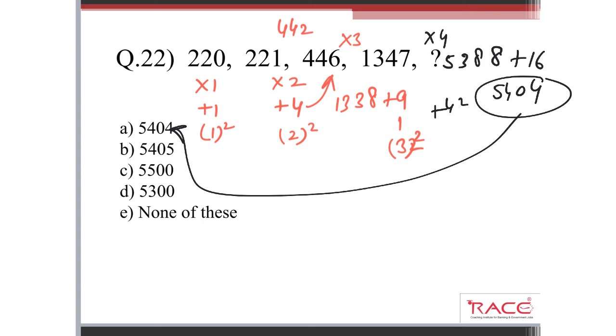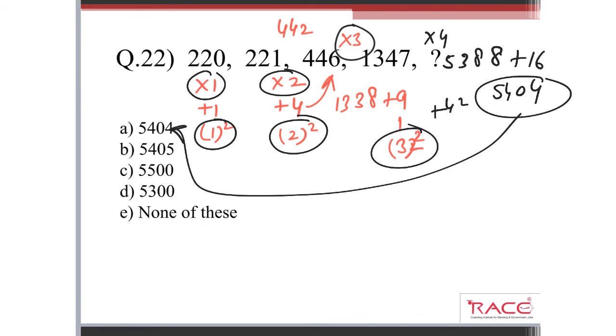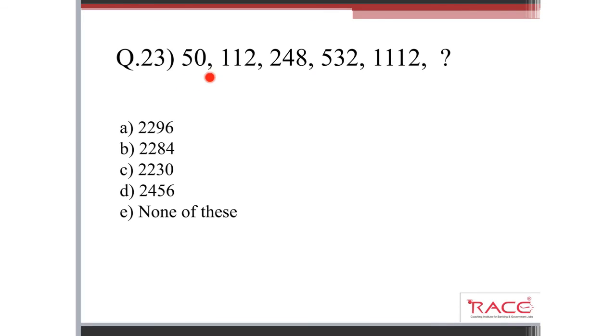And what is the pattern? First multiply by 1, add 1 square, multiply by 2, add 2 square, multiply by 3, add 3 square. The next digit I will get by multiplying by 4 and adding 4 square. Simple. Next is question number 23, and here you can see first and second value.